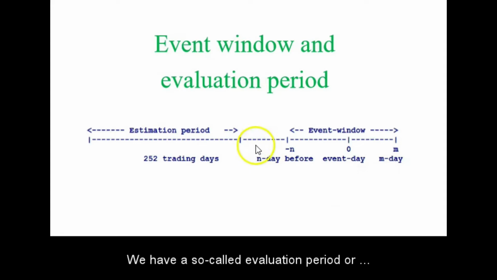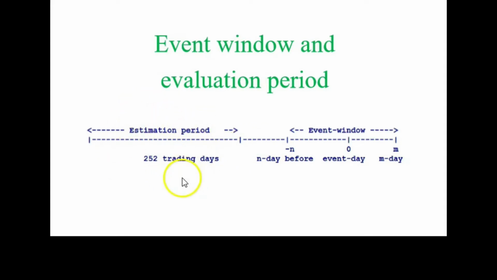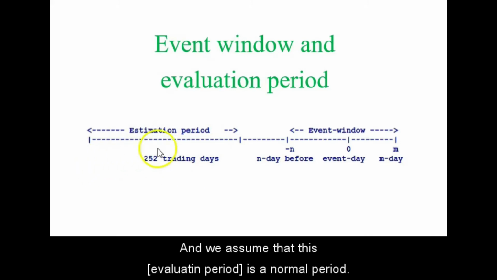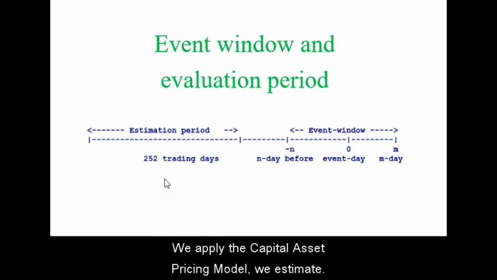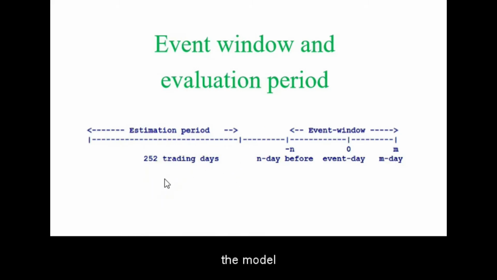Okay. Then we have so-called evaluation period or estimation period. And we assume this is normal period. This is normal period. We apply the capital asset price model. We estimate the model for the stock to follow. Usually we have several days gap between event window and estimation period or evaluation period, because we really don't want our event has any impact to influence our estimation.